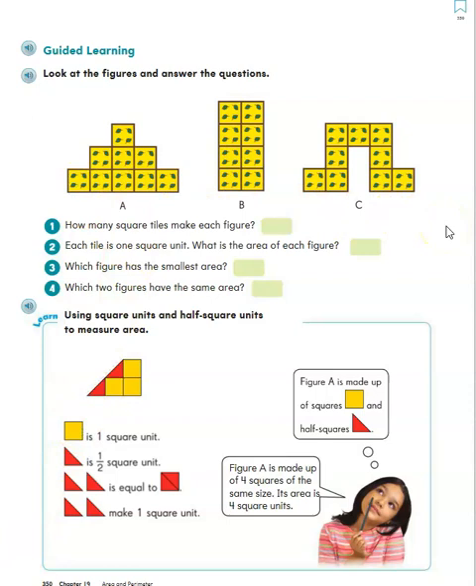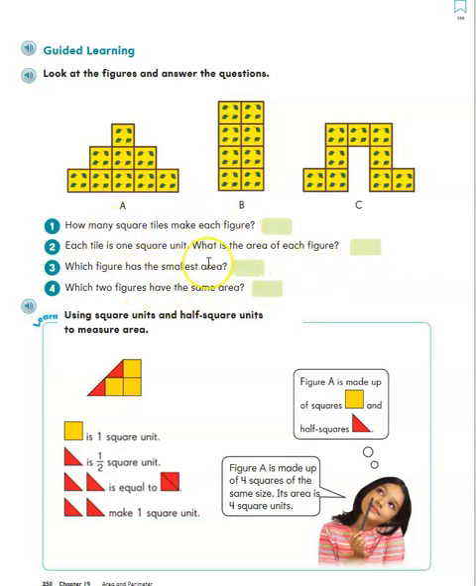Number 1 says, how many square tiles make each figure? So all we need to do is count how many squares are making up each shape. So A is 1, 2, 3, 4, 5, 6, 7, 8, 9. So figure A is made up of 9 square units. B is 2, 4, 6, 8, so 8 square units. And C is 1, 2, 3, 4, 5, 6, 7, 8, 9. Okay, so it looks like A and C are both made up of 9 square units. So they are different shapes, but they have the same area.